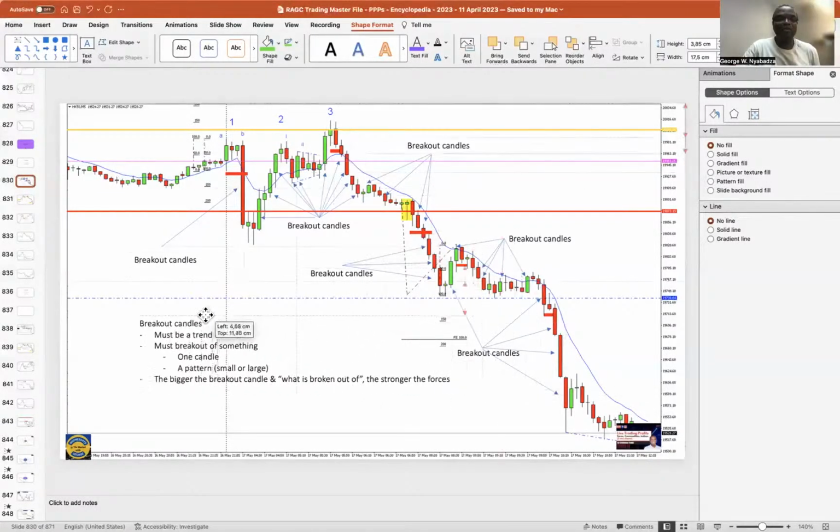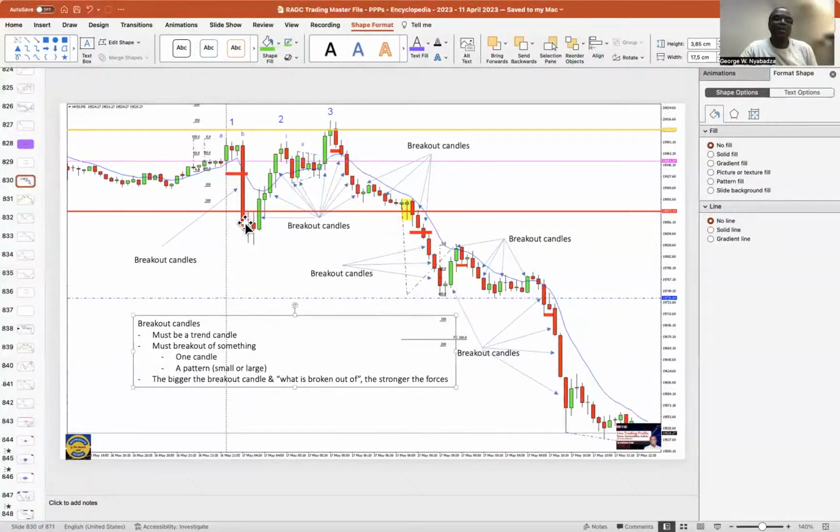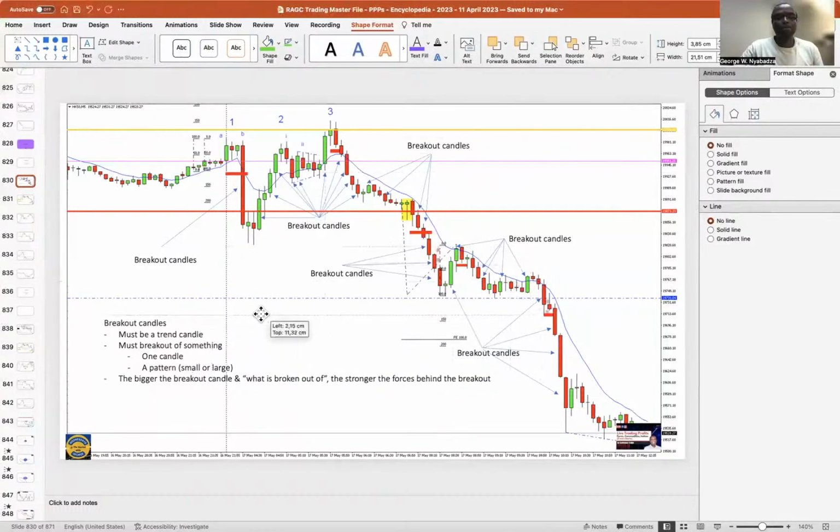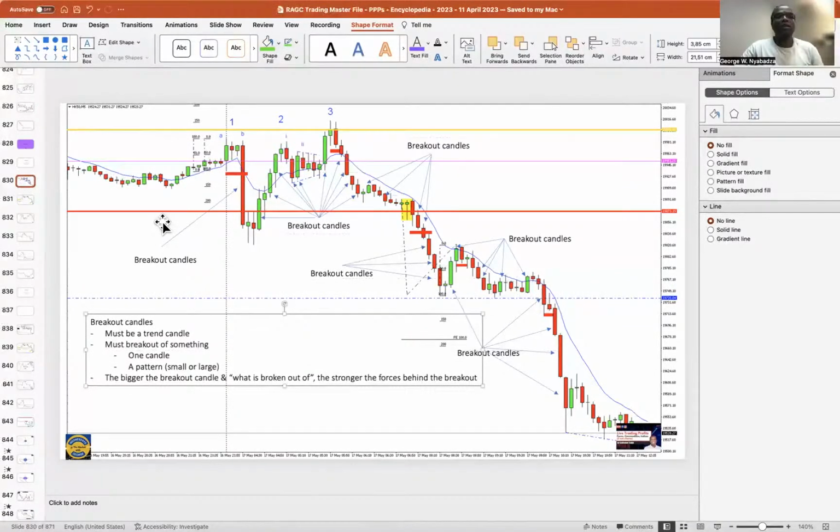So what I mean, we can use this as an example. Look at that huge breakout, one candle, that's a huge breakout. It's breaking out beneath a converging triangle, but not only that, this is now the US session, so as it opens this whole US session, it's breaking out beyond a bigger pattern. So the bigger the candle, of course, and the bigger what is broken out of, the stronger the forces behind the breakout. Okay, that's what you look for in terms of what is a breakout.